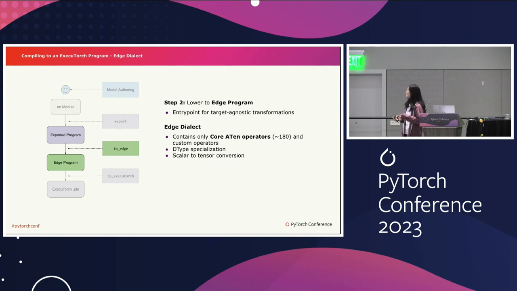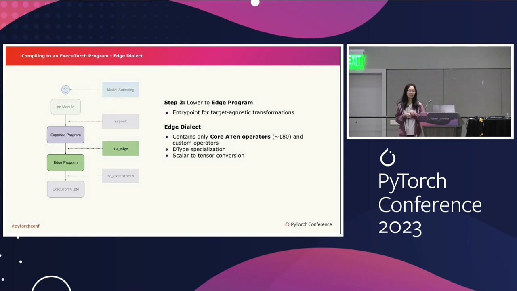So the next step is to lower to the Edge program, and this is the entry point for both ExecuTorch users to run their target agnostic transformations. At this point, we're working on this Edge dialect, which contains only a core ATen set of operators. So this is around only 180 or so ops. So if you're a backend and you're trying to implement ExecuTorch, you only need to implement these 180 operators to be able to run most models instead of the previous 2,000 or so operators from the ATen graph.